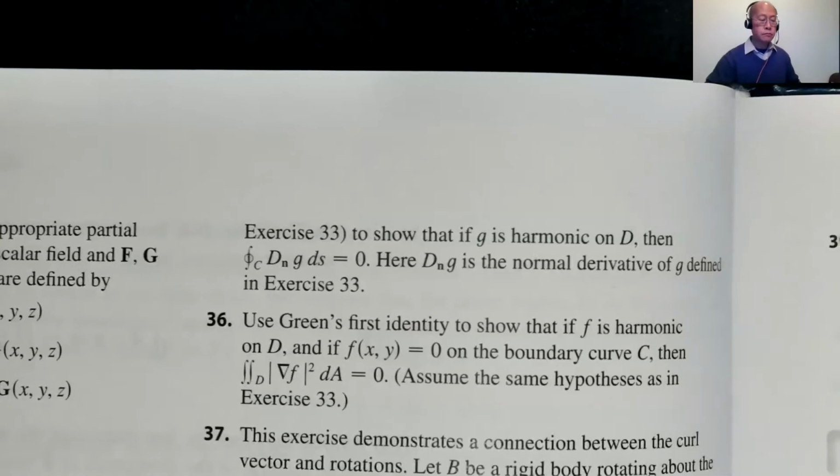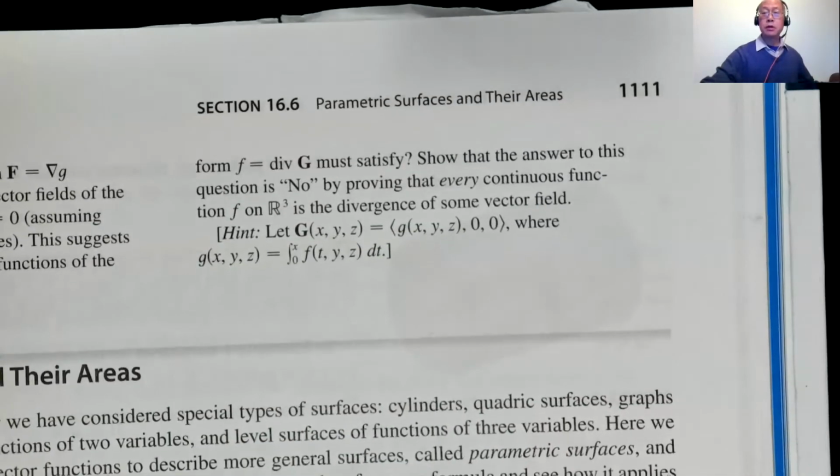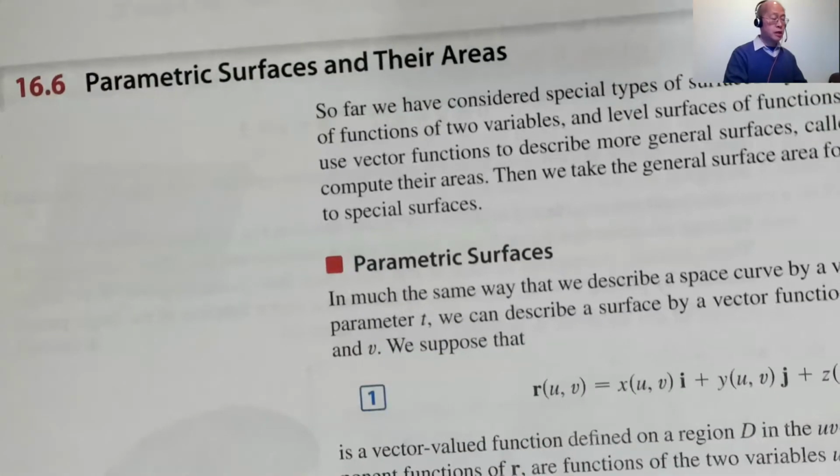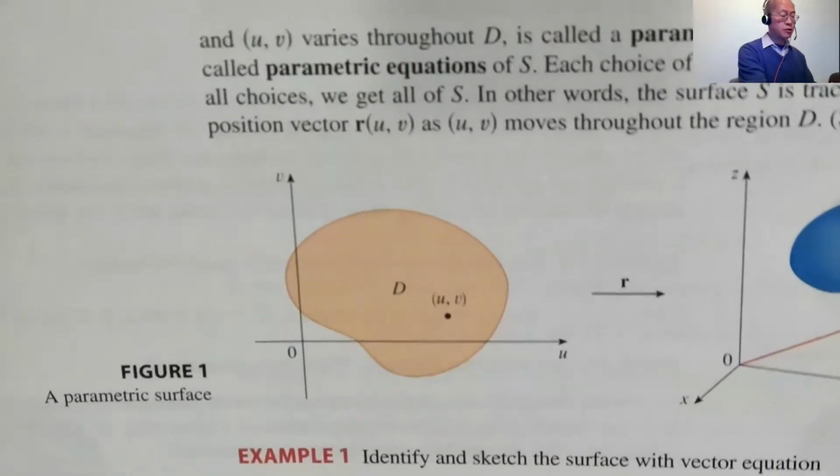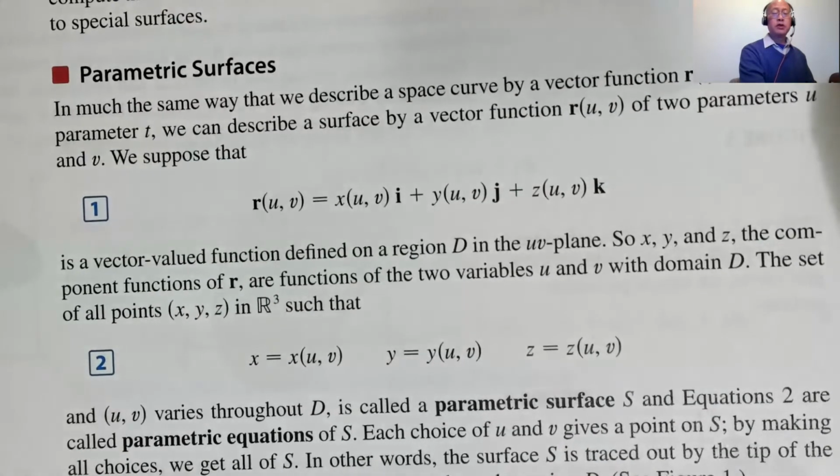This is section 16.6 on parametric surfaces and their areas. So we are now up to page 1111, near the end. Parametric surfaces and the area. For parametric surfaces, you have a function of two variables. For instance, R, a position vector involving u and v.